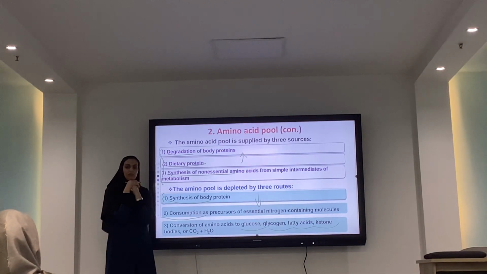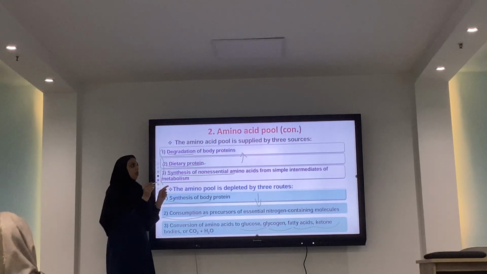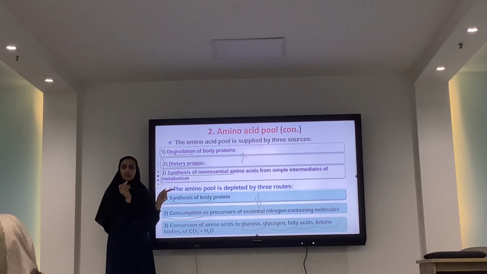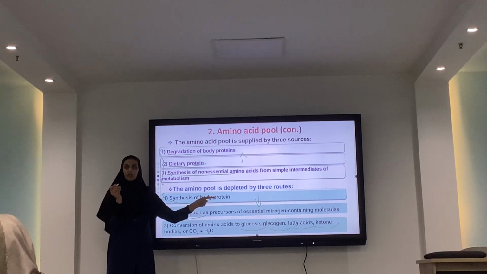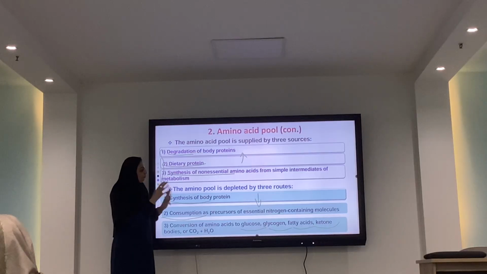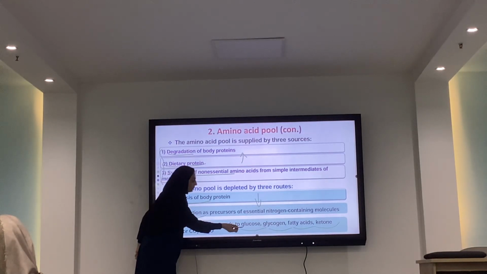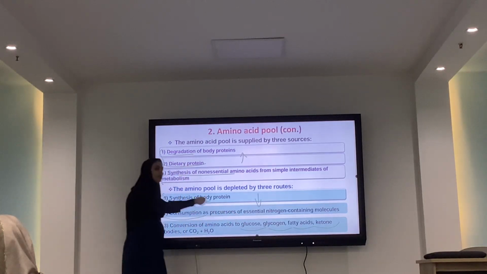Have you ever heard about nucleotides in DNA structure? Yes. They contain nitrogen. And that's why some amino acids, like for example aspartate, glutamine and glycine, are used for nucleotide production. Did you get the point? Yes. Then some amino acids are used for production of other nitrogen-containing molecules. And on the other hand, maybe amino acids convert to glucose, glycogen, fatty acid, and ketone bodies.